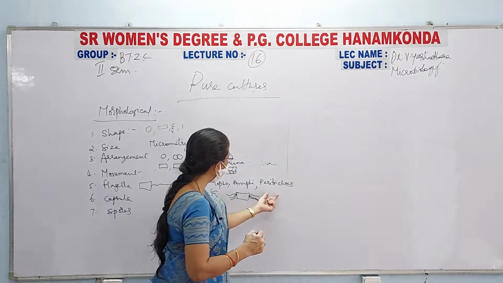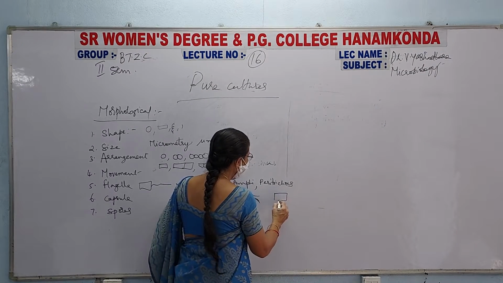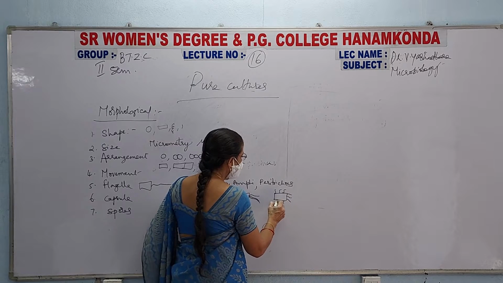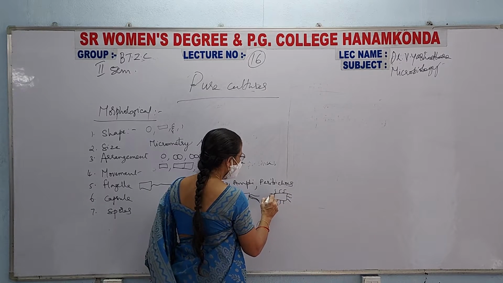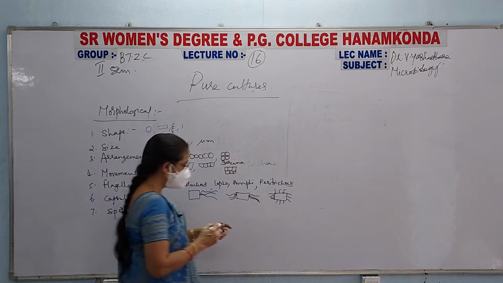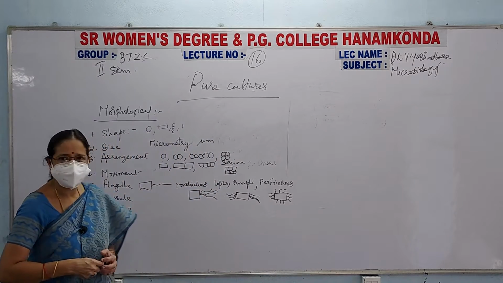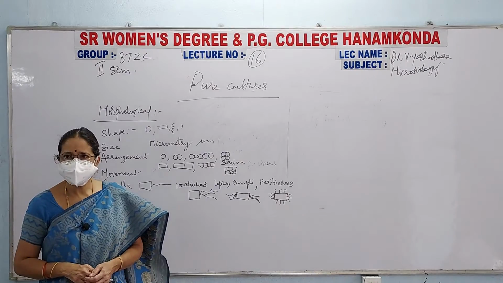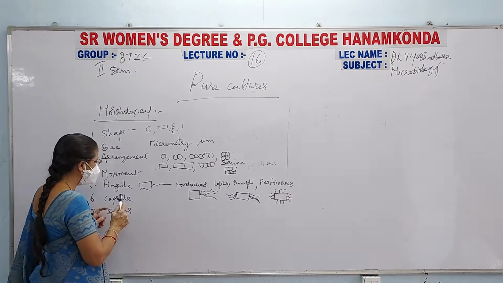Now coming to the peritrichous. Peritrichous means this is the bacterium, and the flagellum is present throughout its body. Okay, the flagellum is present throughout its body. This is known as a peritrichous flagellum. Okay. Now coming to the capsule.